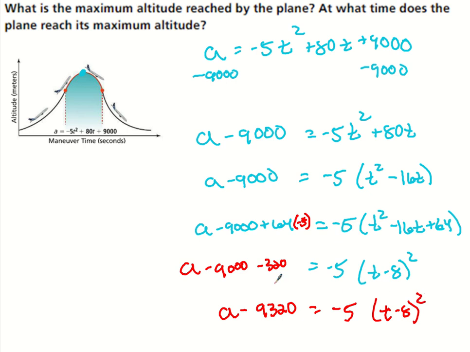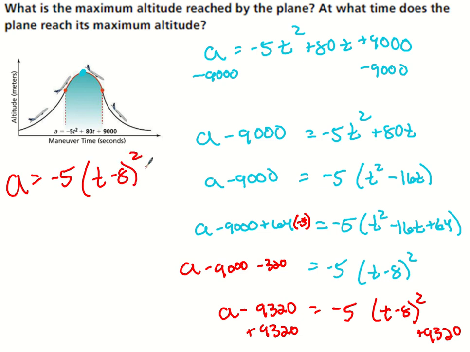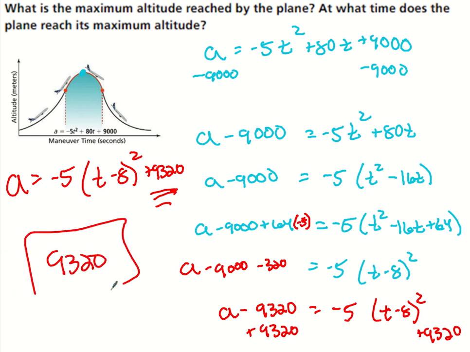That looks a lot better now. Now I can finally add 9,320 on both sides. So in vertex form, this is going to be -5, so there's my, it's not my slope, but that's the amount that it's changing by, right? And then plus 9,320, so the maximum altitude is 9,320 because that's the y value of my vertex. And I am done. So I apologize for that mistake.